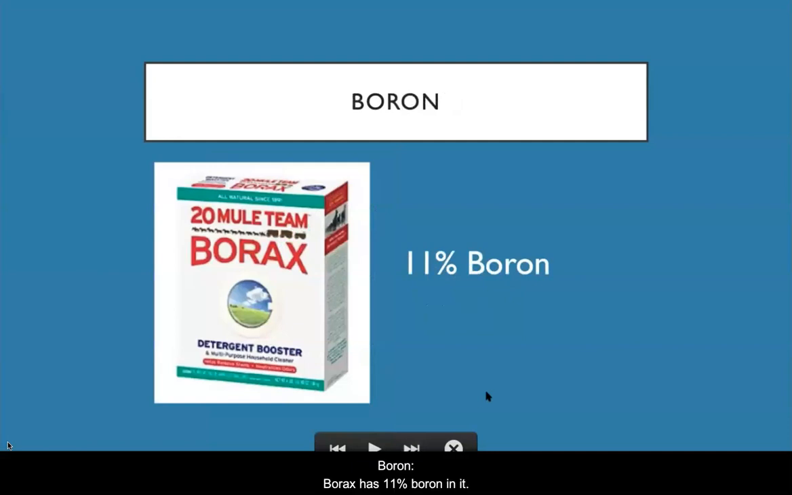Boron. Borax has 11% boron in it. When you apply it to your soil, it's usually in very small amounts because it's a micronutrient. So the recommendation is usually 1 to 2 tablespoons diluted with 1 gallon of warm water and applied to about a 100 square foot area. And you trickle that on. You can use a watering can or you can use a sprayer, and it's applied to only soil, not to plant leaves.